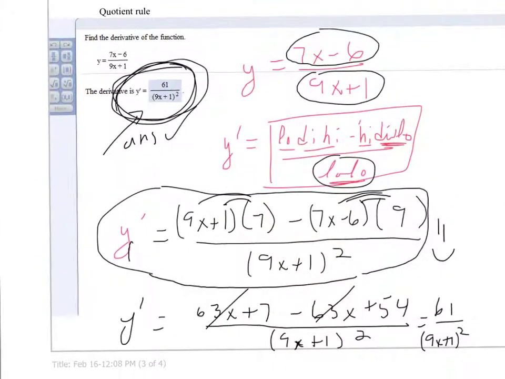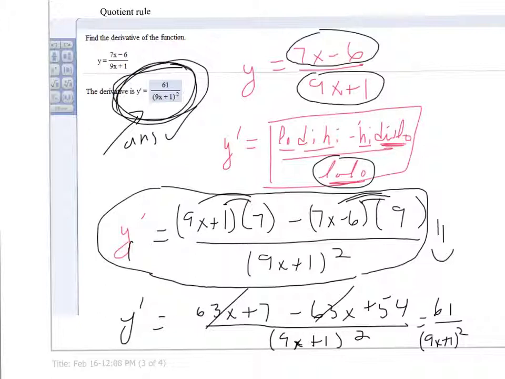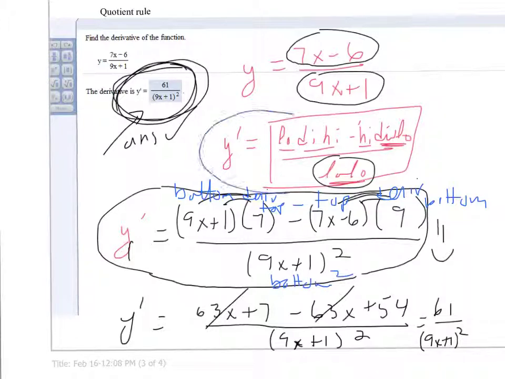And like I said, if it helps you, when you're first learning, you might even want to write a recipe here, like bottom times the derivative of top minus top function times the derivative of bottom over bottom, meaning denominator, squared, okay? Otherwise known as low d high minus high d low over low low.